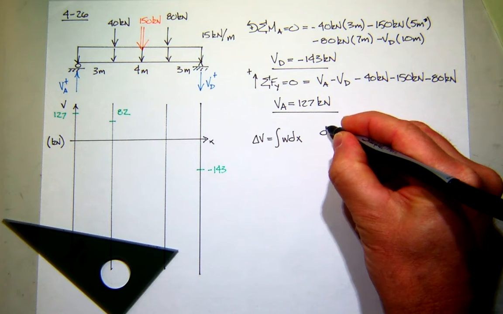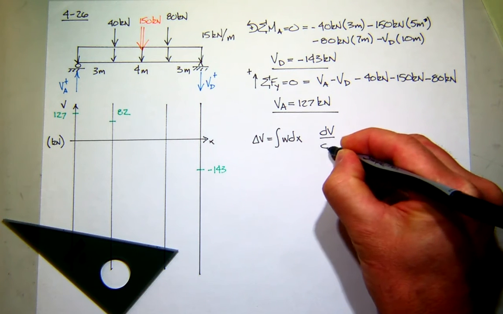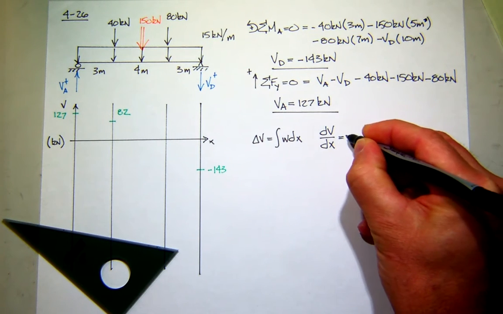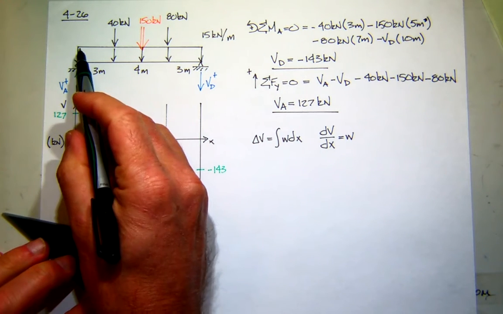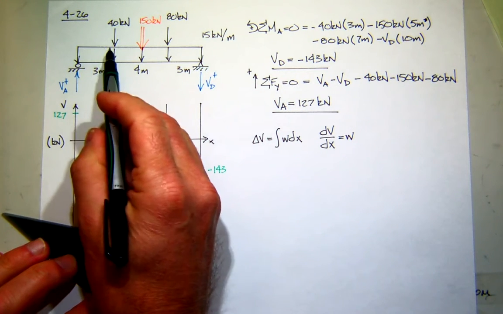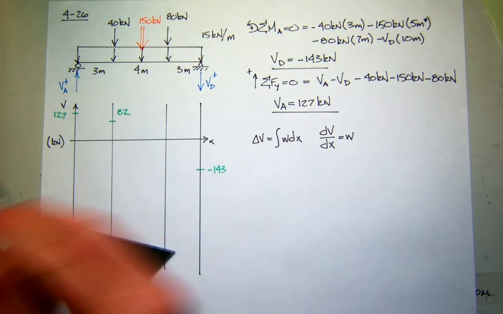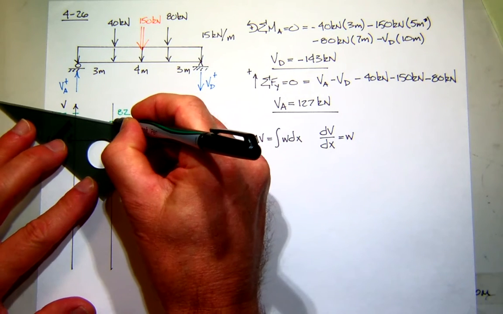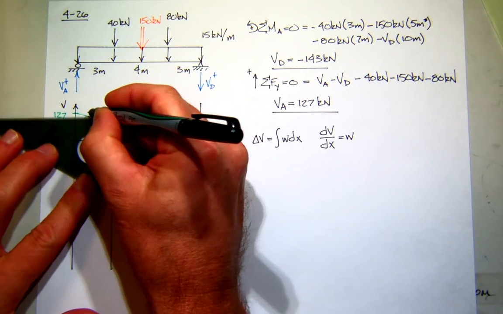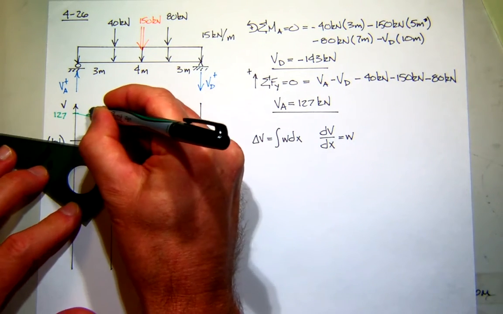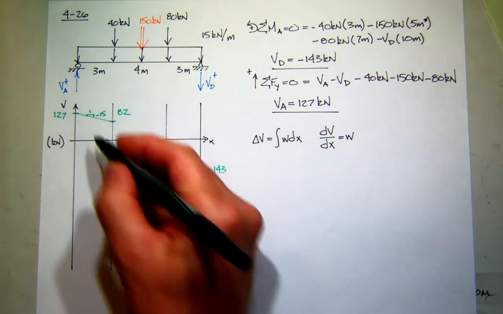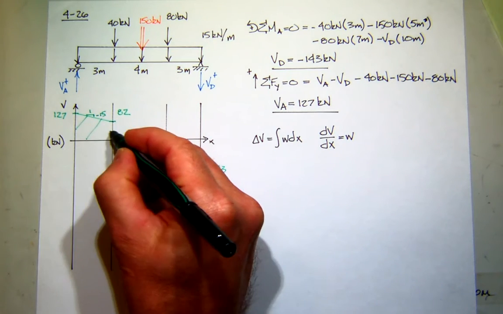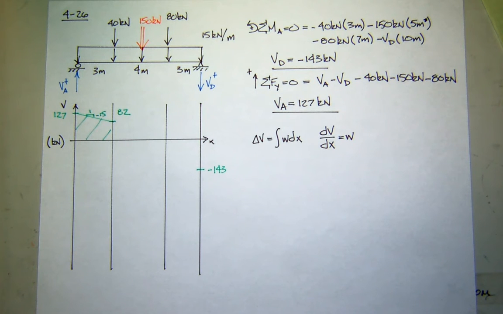We also can figure out or determine the shape of my shear diagram by looking at the load. If you look at the load, it has a constant value of minus 15. So this is a negative slope. And if we actually measured that slope, it would be minus 15. So that first section is trapezoidal. That probably looks familiar, doesn't it?